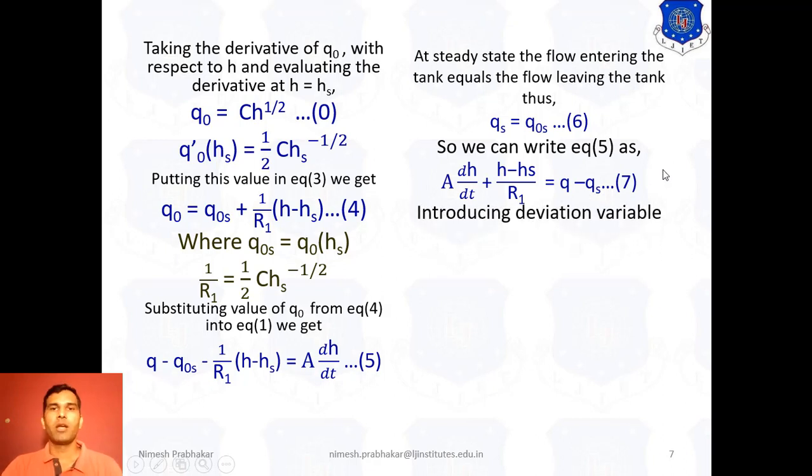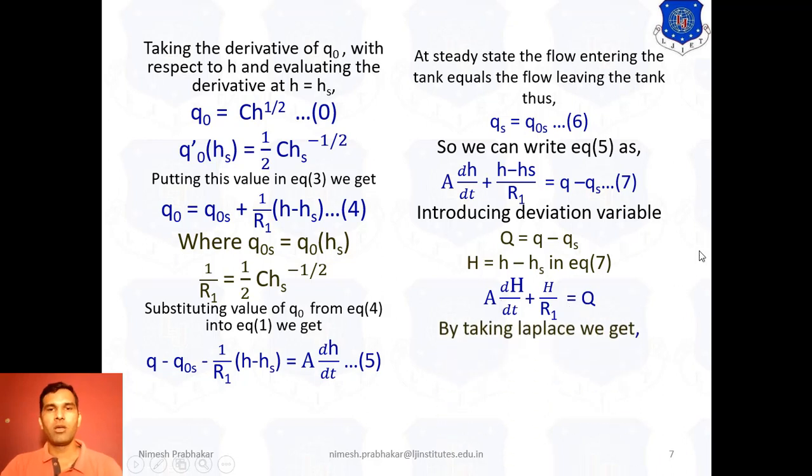And now introducing deviation variables, Q minus Qs is equal to capital Q and H minus Hs is nothing but the capital H. So we can write equation number 7 as, here we also consider this a deviation variable, H is equal to H minus Hs, because also change in height. So we can write this equation as A d by dt of capital H plus H by R1 is equal to Q minus Qs, which is equal to Q.